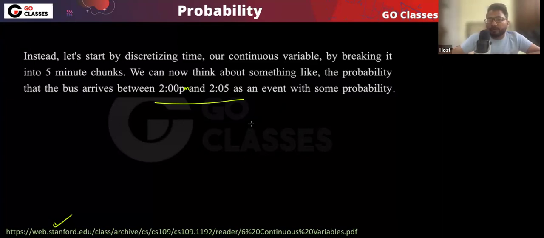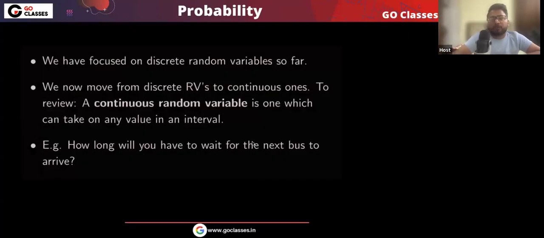This is something that we are going to study in today's lecture: how to use this continuous random variable, how to find the probability that the bus will arrive between this 5 minute interval, and so on, right? So we have focused on discrete random variables so far.